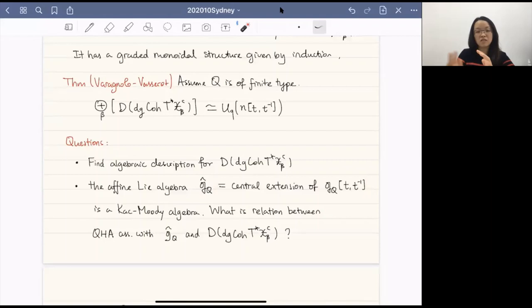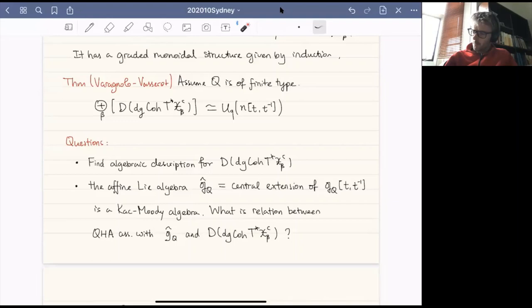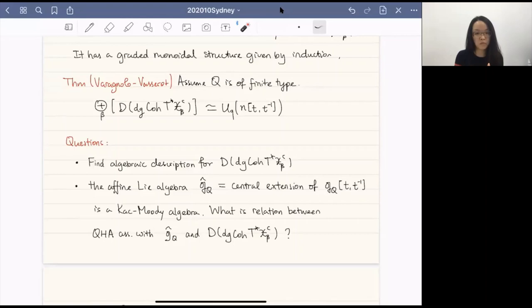But these positive halves intersect over some part, and you can ask whether there's a relationship between the categorifications of this part. In other words, as I'll explain in an example later, you can get some subcategories on both sides: on one hand from quiver Hecke algebras, on the other hand from this coherent sheaf setting, and then you can try to compare them to see if they are the same categorification.